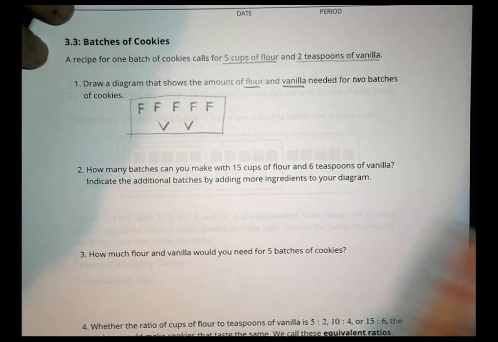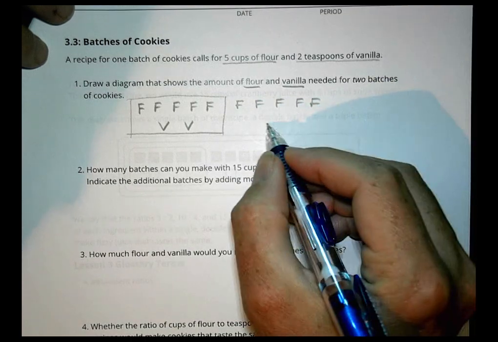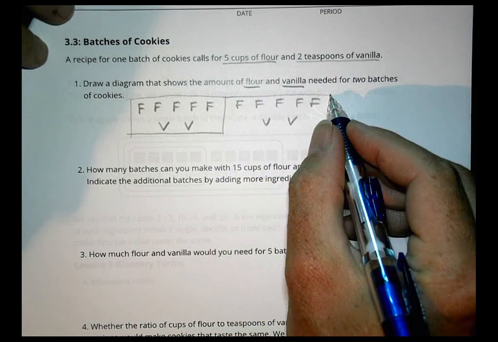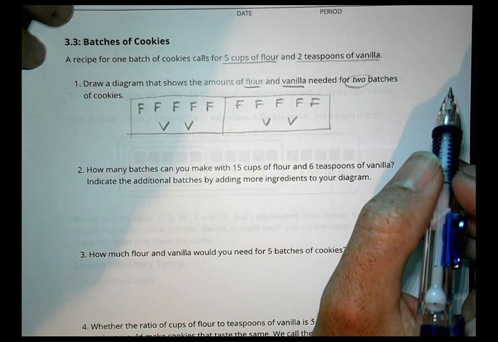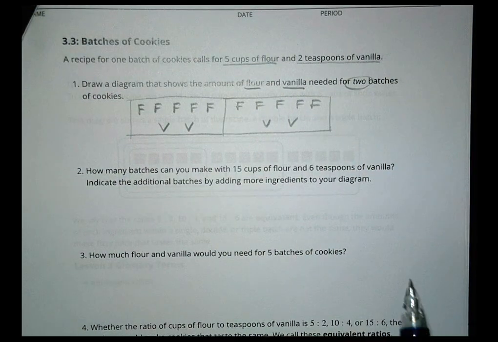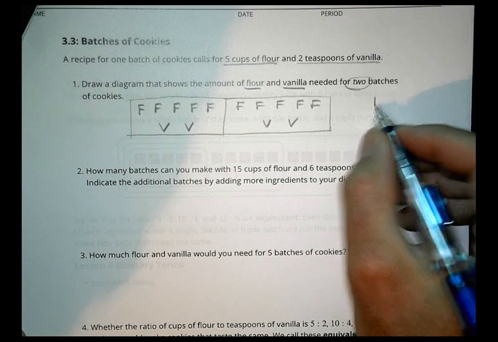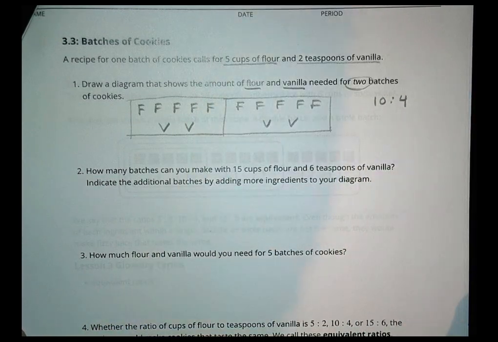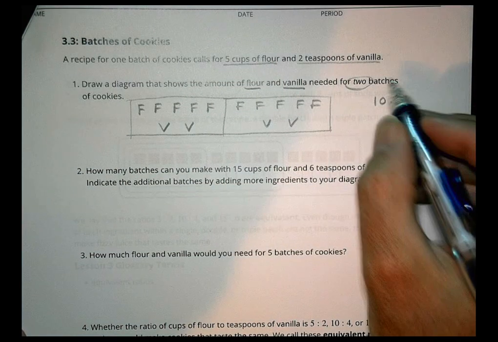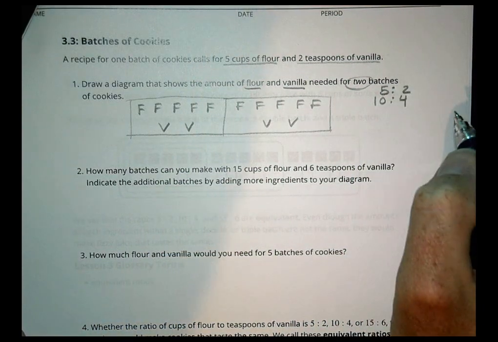So if I want 2 batches, I'll do another one. 1, 2, 3, 4, 5, and vanilla, vanilla. There we go. So if I'm going to make 2 batches, I'm doubling it, and my diagram will look something like that. Which means I end up with what? I end up with 10 cups of flour and 4 vanillas. Did I change the recipe at all? No, it's the same recipe. I just doubled it from originally having 5 and 2. So I'm making some equivalent ratios there.